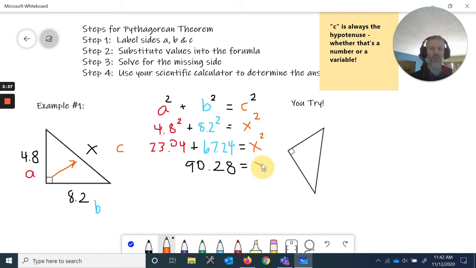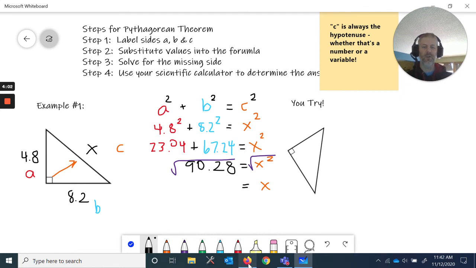Okay, so remember, squared means times itself. Do we think opposites? The opposite of add is subtract. The opposite of multiply is divide. And the opposite of square, which we have here, is square root. So we're going to take the square root of both sides of this equal sign to figure out from step 3 to step 4. So that means x is going to equal whatever number times itself gives me 90.28.